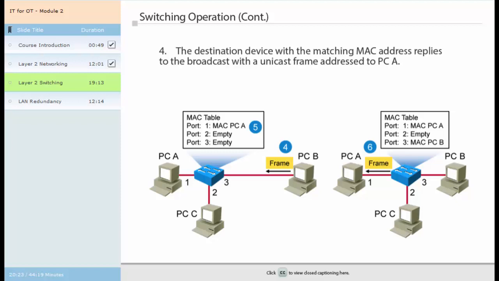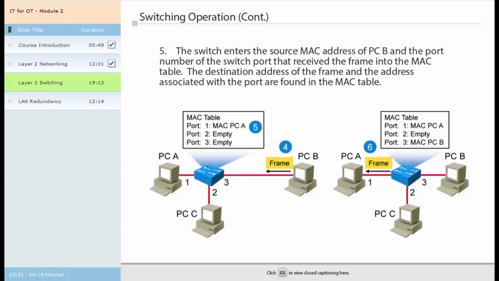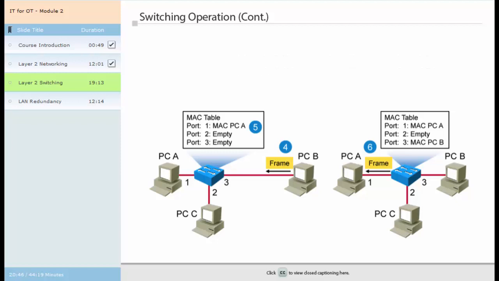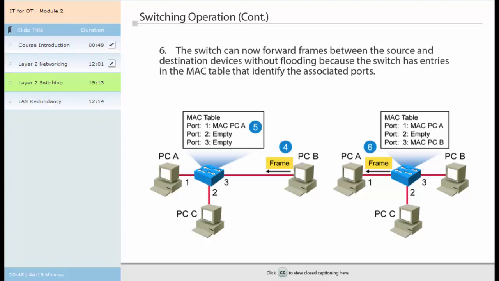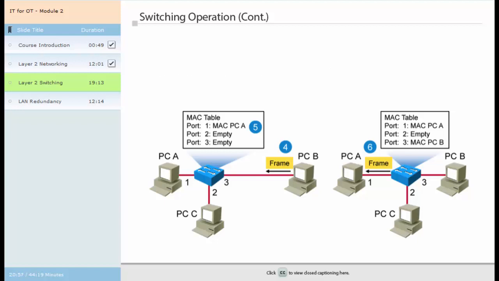4. The destination device with the matching MAC address replies to the broadcast with a unicast frame addressed to PCA. 5. The switch enters the source MAC address of PCB and the port number of the switch port that received the frame into the MAC table. The destination address of the frame and the address associated with the port are found in the MAC table. 6. The switch can now forward frames between the source and destination devices without flooding because the switch has entries in the MAC table that identify the associated ports.